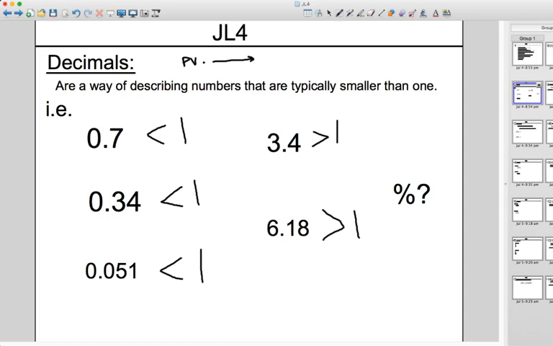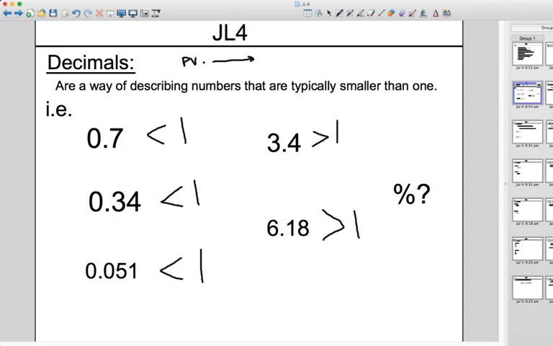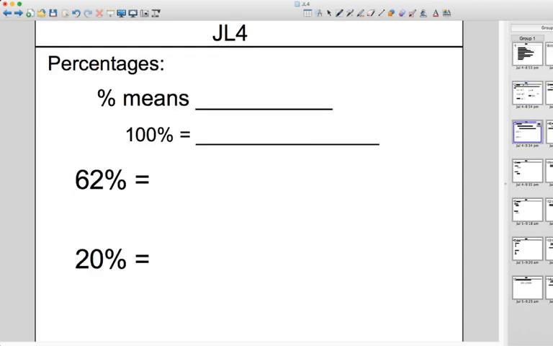What about percentages? I'm trying to remind myself as to what I was going to say there. Never mind. Let's go straight on to what percentages mean.